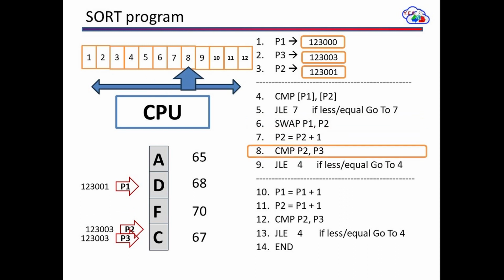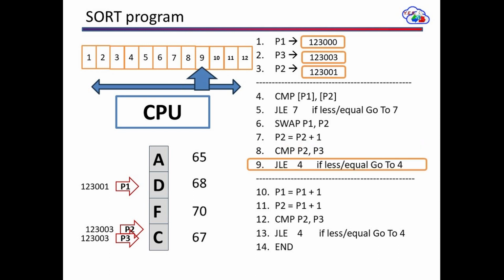Compare P2 with P3. Compare 123,003 with 123003. Skip if 123003 is less than or equal to 123,003. True, so it jumps and goes to slot 4.